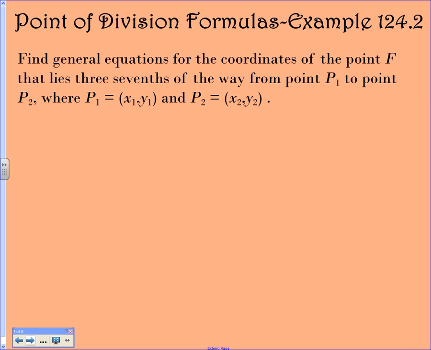Find the general equation for the coordinates of the point F that lies 3/7 of the way from point 1 to point 2, where P1 is x1, y1, and P2 is x2, y2. So to find our coordinate of our x part, we do x1 plus the change in our x. But what is the change in our x?